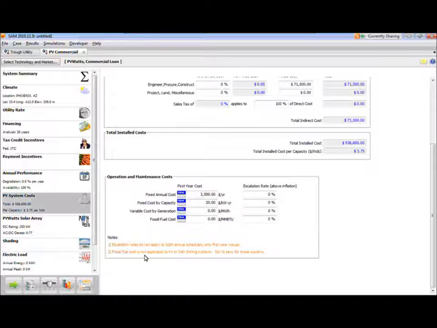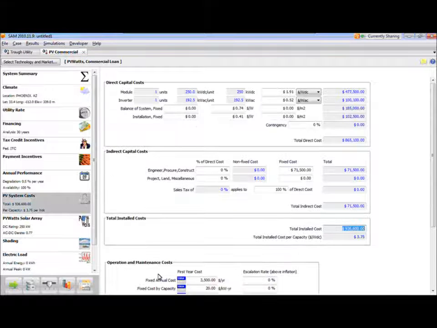There's actually a little note that mentions that here in orange text. Fossil fuel cost is not applicable to PV or dish Stirling systems, set to 0 for these systems. You should be in the habit of reading these orange notes that you'll see scattered throughout the interface. They have helpful information. Okay, so that's a quick look at the cost page.